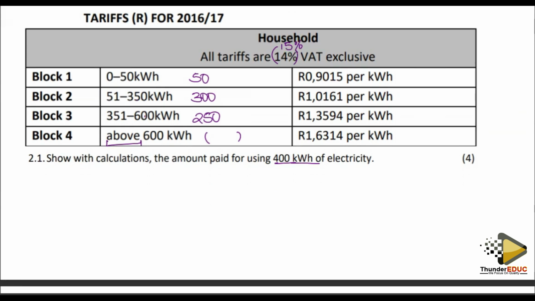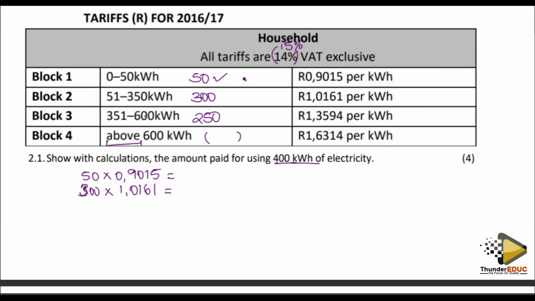Anyway, show with calculation. So 400. Now, over the 400, we take off the 50. The 50 belongs to block number 1. So it will be 50 times the money is 0.9015. You get the answer. Then what's remaining? 350. But over 350, only 300 is taken in block number 2. So we also multiply with 1,0161. You get the answer there.